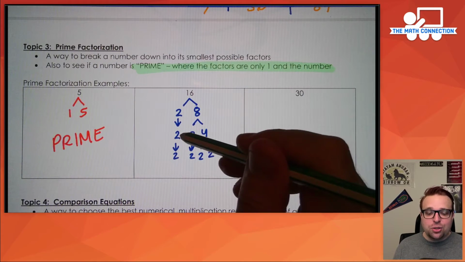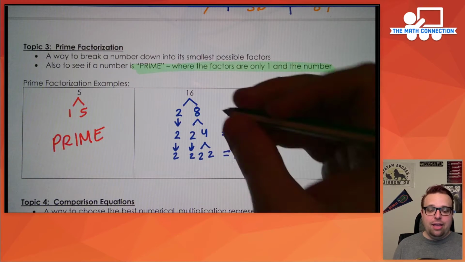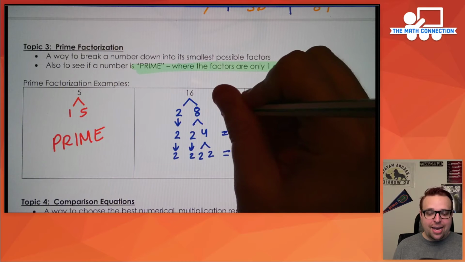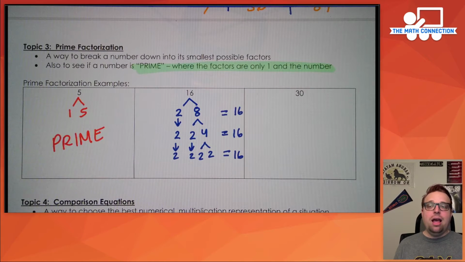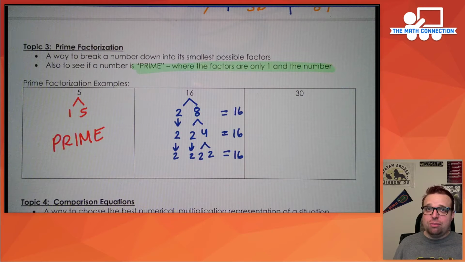If you multiply 2 times 2 times 4, you will get 16. If you multiply 2 times 8, you will get 16. So if you're not getting the original number at every level that you go through here, you made a mistake somewhere, okay? So just be careful, all right?